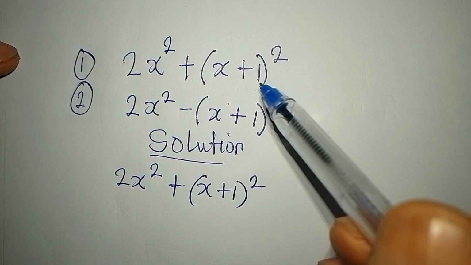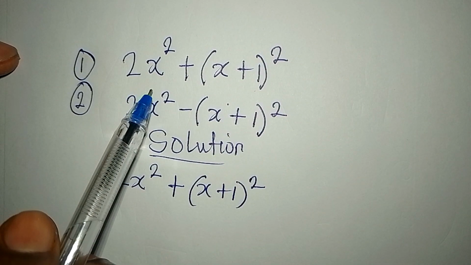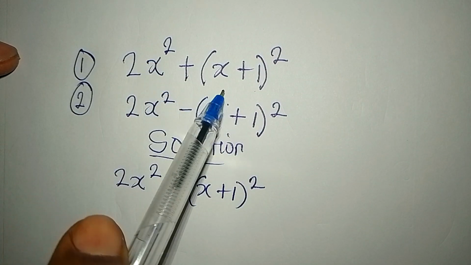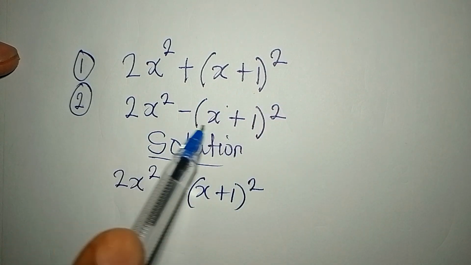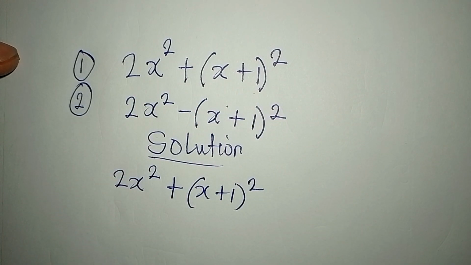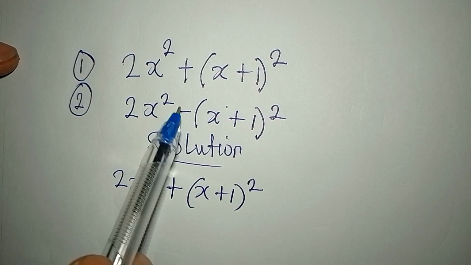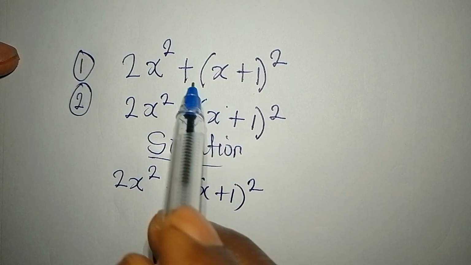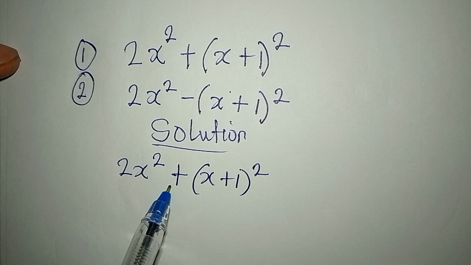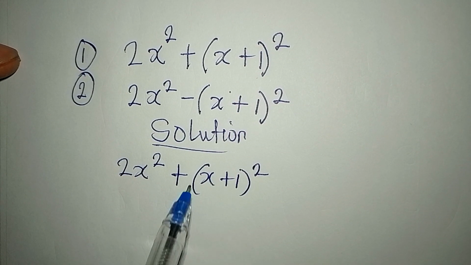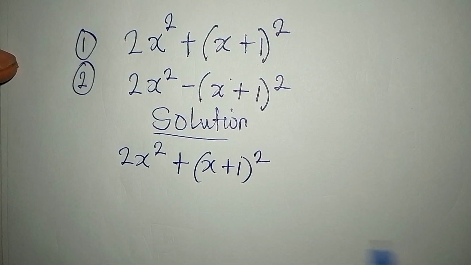And before us we have these two problems. The first, 2x squared plus open bracket x plus 1 squared. Okay, they look the same, but we are not going to apply the same method to this because of this negative and positive. So let's deal with the first one first. We have 2x squared plus x plus 1 in bracket squared. We want to expand and simplify.